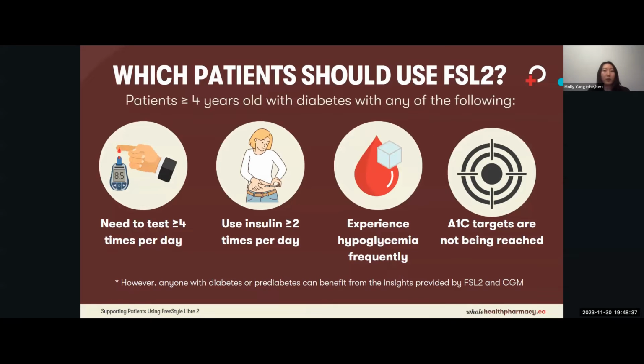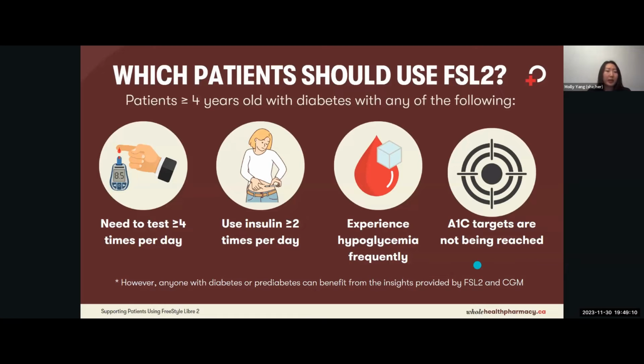Okay, so with all of these updates, again, which patients should use FreeStyle Libre 2 or continuous glucose monitoring? It's recommended for patients over 4 years old with diabetes with any of the following. So if they need to test multiple times per day, if they're using insulin multiple times per day, if they're experiencing hypoglycemia, so their diabetes isn't well controlled, if their A1C targets are not being reached, they can really benefit from the insights that continuous glucose monitoring and that real-time data can offer.